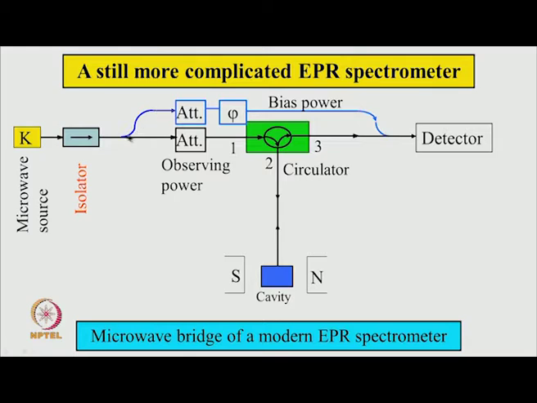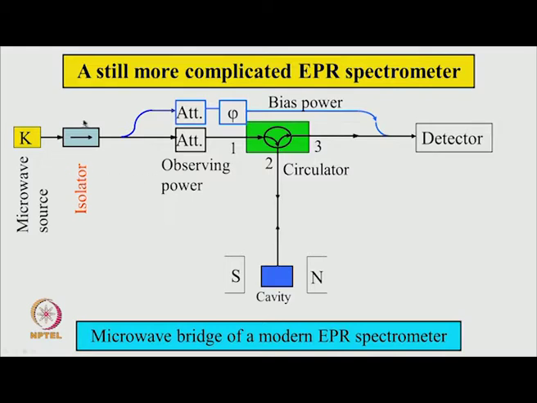So, to this path, this is a directional coupler, again an attenuator is put there, so that I can decide how much bias power is necessary, and the phase of the bias power is changed by the phase shifter here, and then this is allowed to come to the detector.